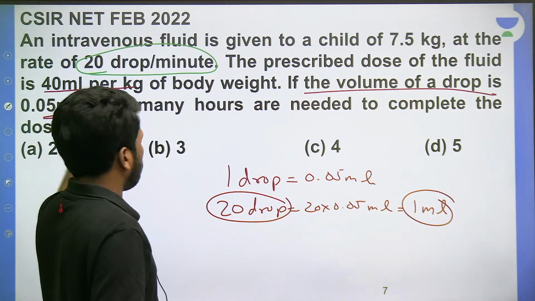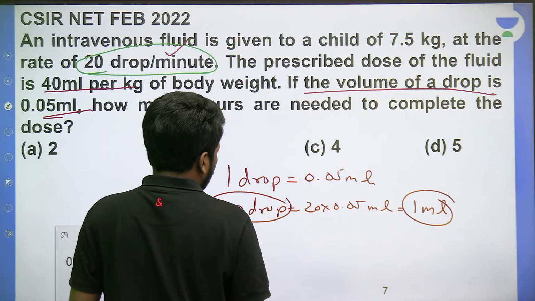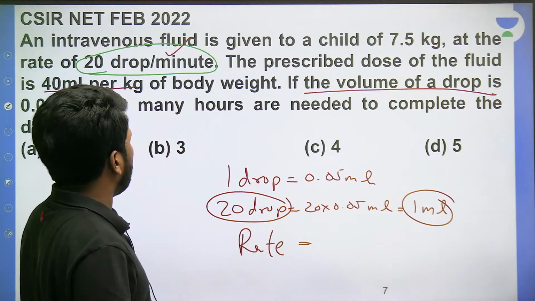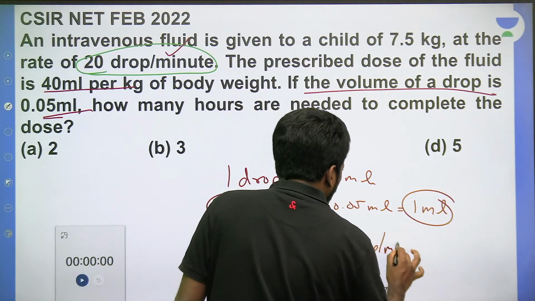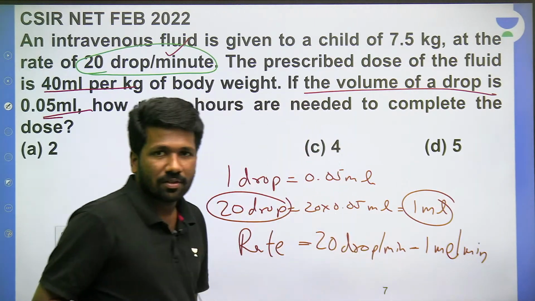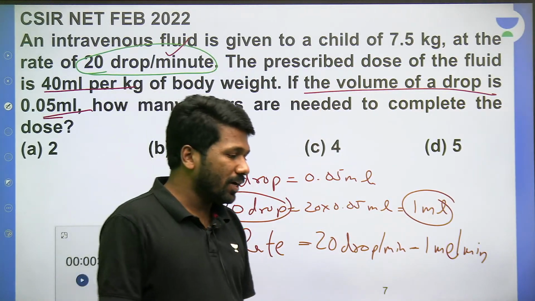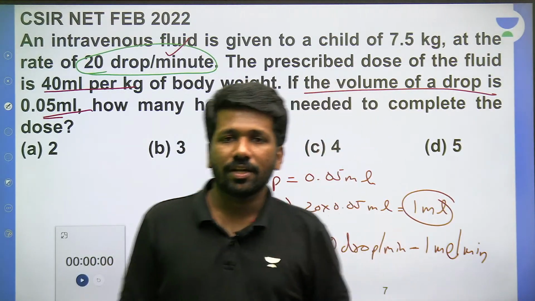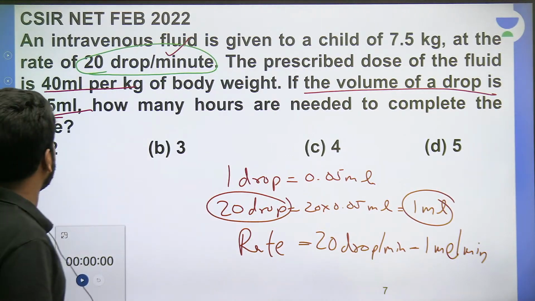If the volume of a drop is 0.05 ml, that means we can rewrite this 20 drops per minute, or the rate at which the fluid should be given, as 1 milliliter per minute. Is that clear? Now it is more easy. Everything is in terms of milliliter. 1 milliliter per minute means 1 minute में 1 milliliter देना है. मतलब, now look at the question carefully.